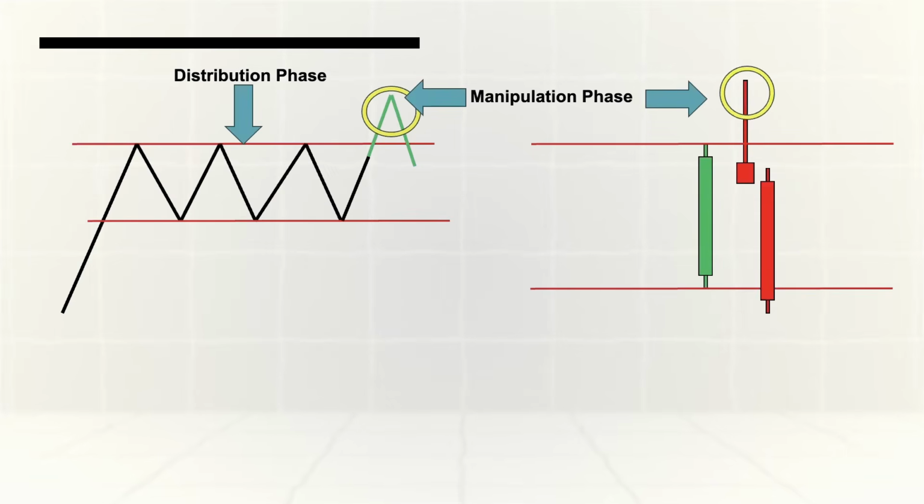That wick signals position offloading by smart money, while simultaneously trapping late buyers. The strong reversal that follows serves as confirmation of the distribution phase. CRT allows us to detect this environment by concentrating on price action around the extremes of the candle's range. When price pushes beyond the high of the range, forms a wick, and then swiftly reverses, it strongly suggests that institutional participants are distributing their positions.